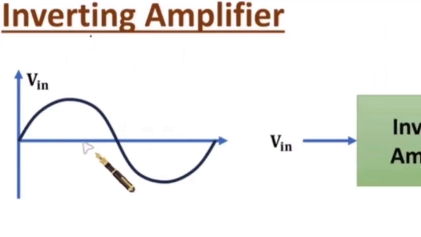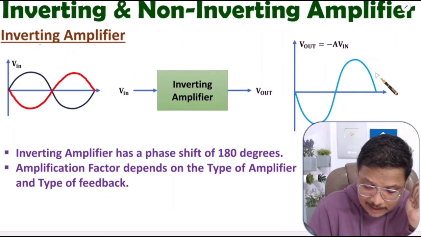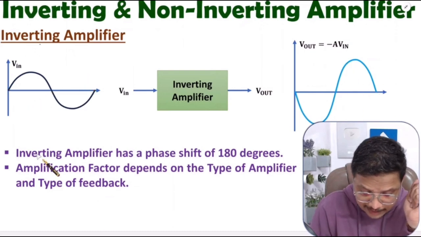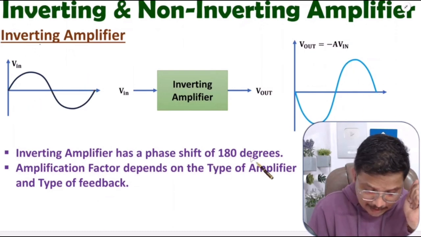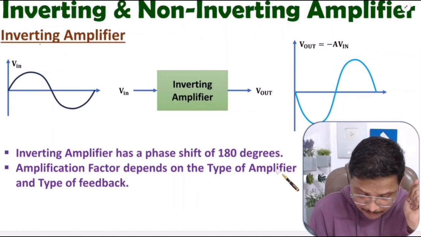You see input is this. Out of phase means the signal will be like this. So that is how the signal is appearing, and it is having gain A. So with an inverting amplifier, a phase shift of 180 degrees is there, and the amplification factor A depends on the type of amplifier and type of feedback.